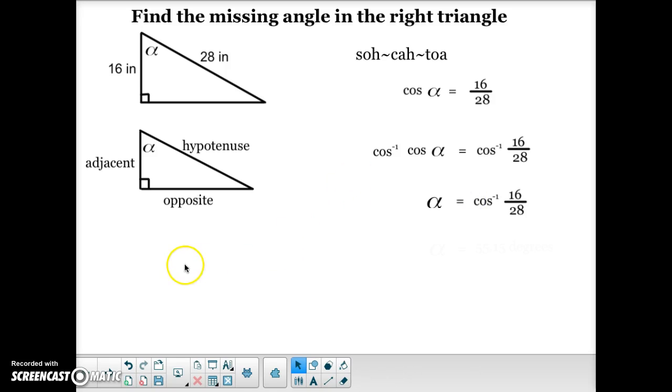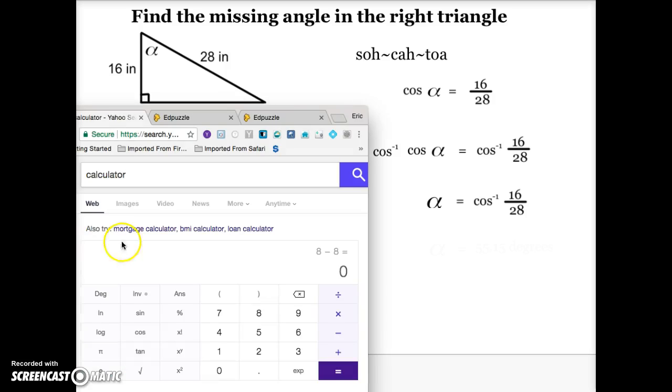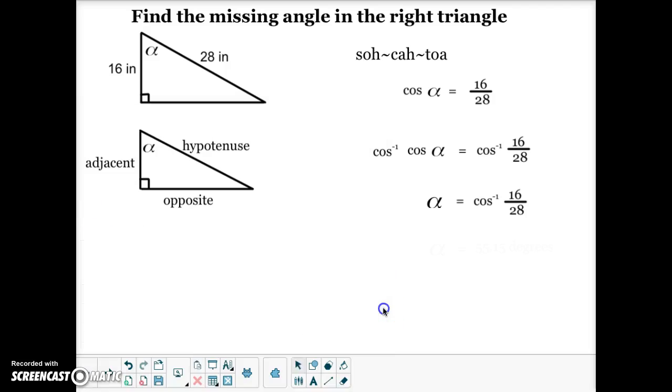Now to solve for this, I'm going to use a calculator. I'm going to hit inverse cosine, and then I'm going to enter 16 divided by 28, and then I hit the equal sign, and it's going to be equal to 55.15. So in this problem, I know that alpha is equal to 55.15 degrees.